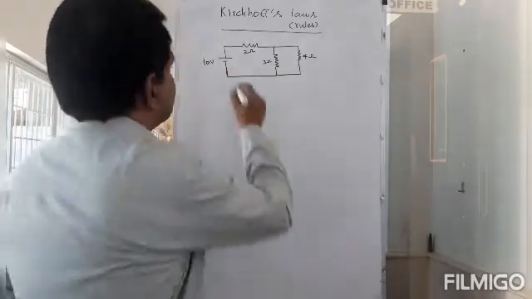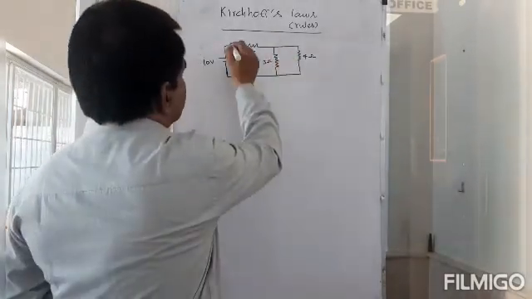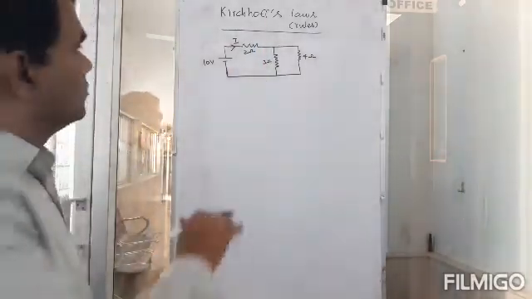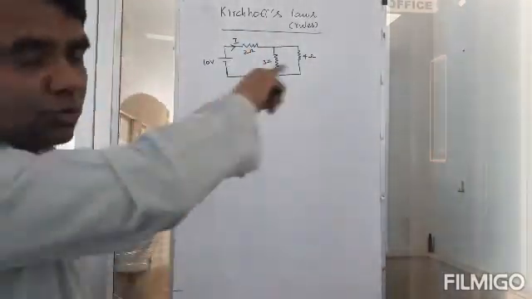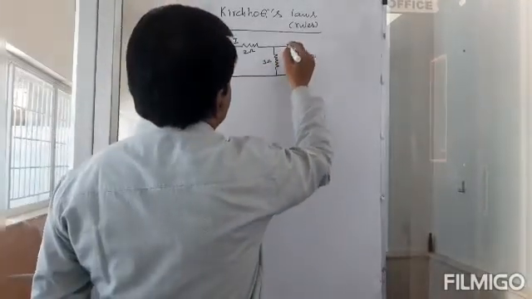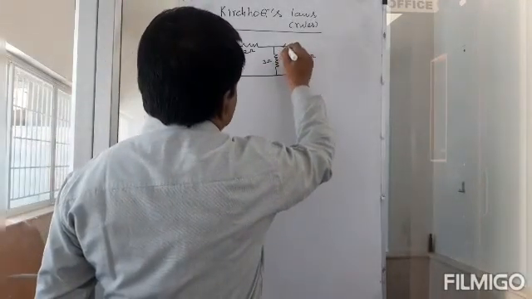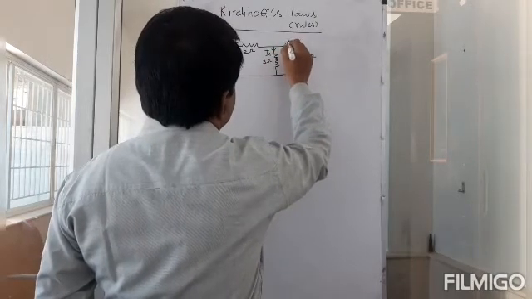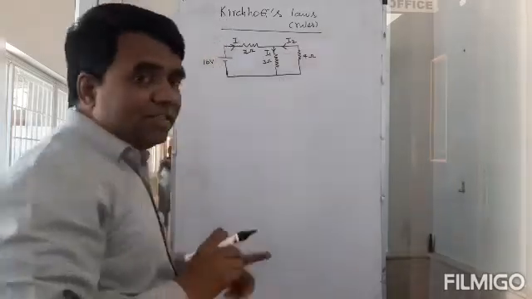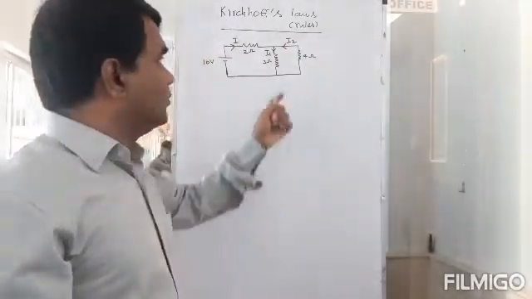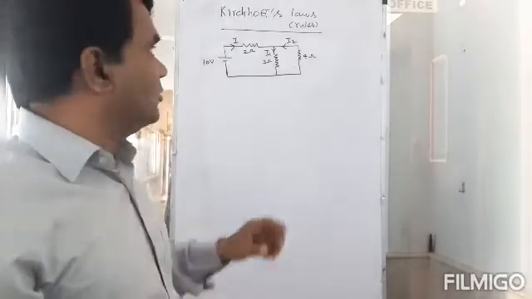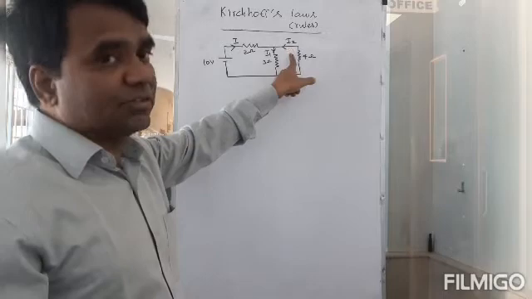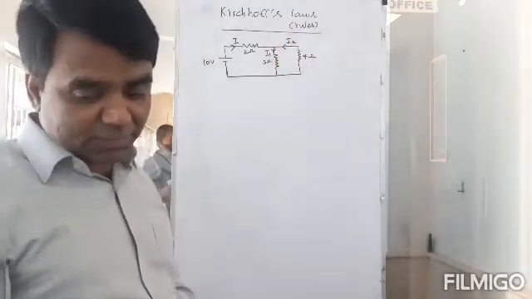First, I'll just take this as I. Let me just choose this direction as I. It makes logical sense to me. So current leaves the battery, so it goes that way. But now let's say that this is my I1 and this is my I2. In the previous way of solving this problem, I had assumed the current to be in that direction. Now I am assuming the current to be in this direction. Let's see what's going to happen now.